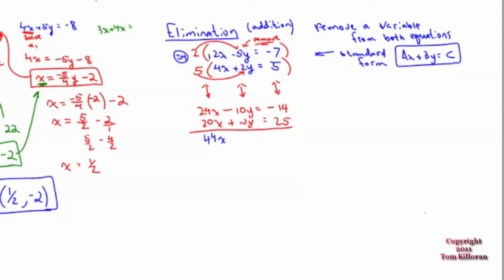44x. What happens to the y's? What property? Inverse, then identity. Inverse, then identity. Equals 11. Okay. Take the solve for x. If you divide by 44, x equals 1/4.